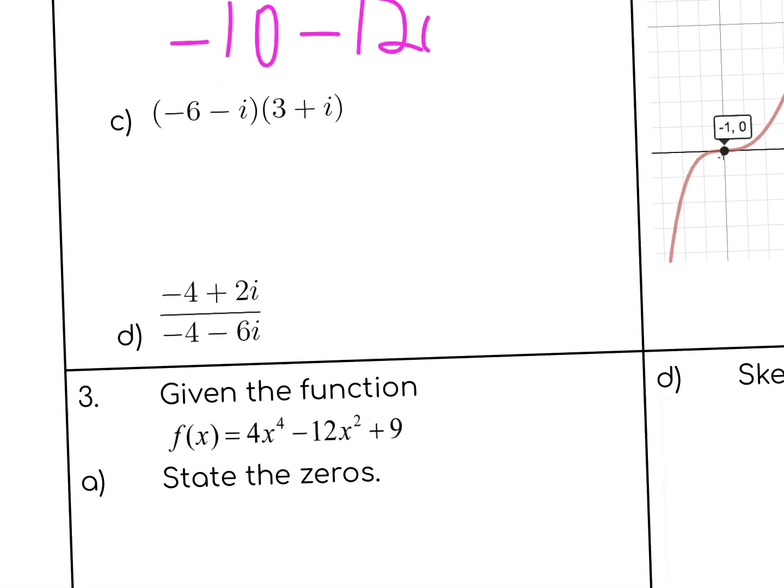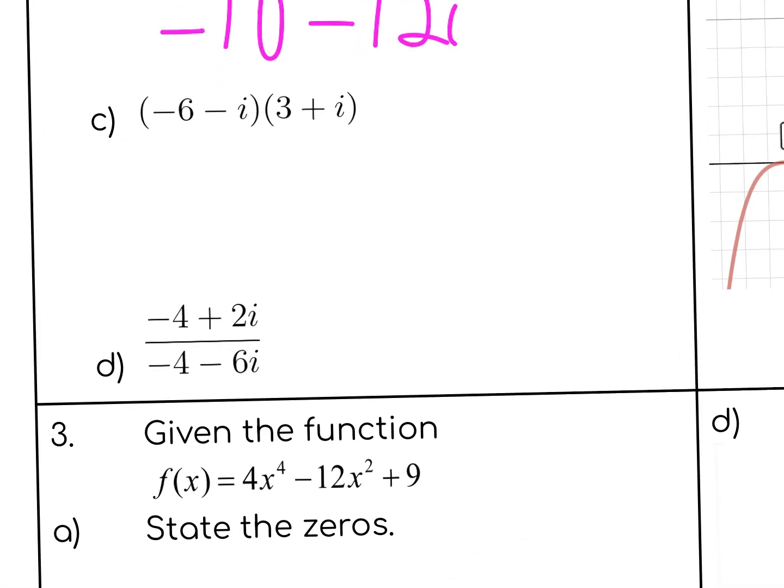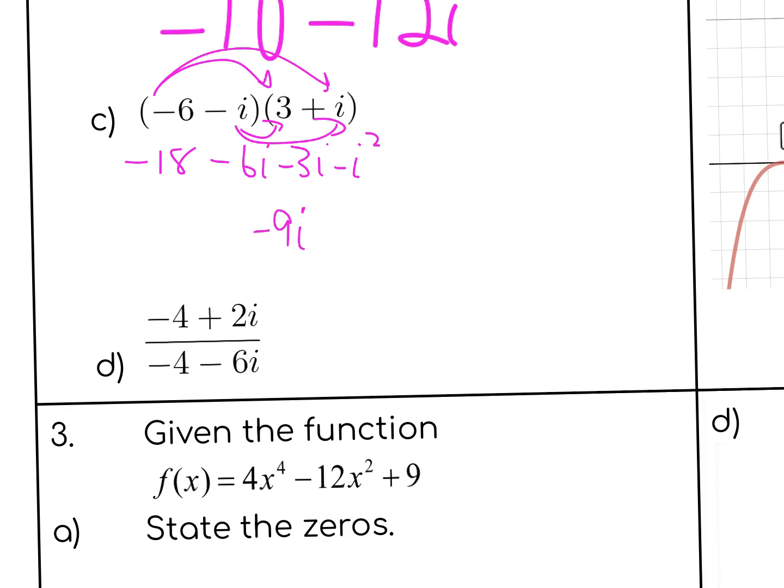This next one, I gotta distribute. Pew! -18. Pew! -6i. Pew! -3i. Pew! -i squared. -6i and -3i makes -9i. -i squared is the same thing as +1, so -18 plus 1 is -17.